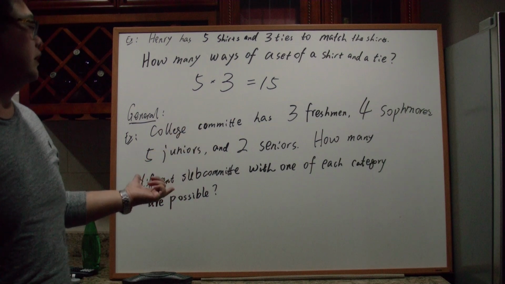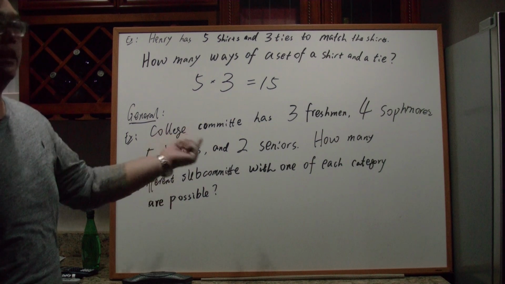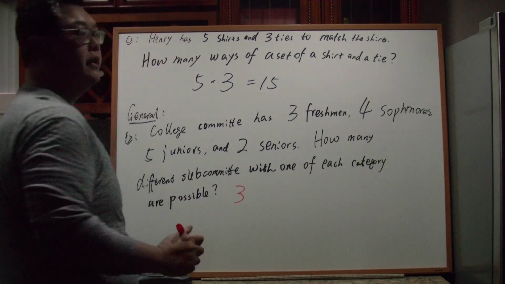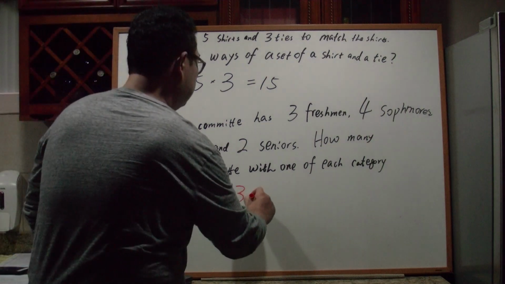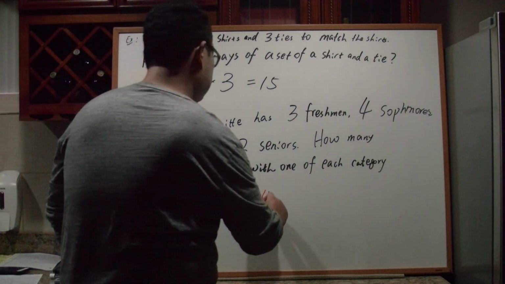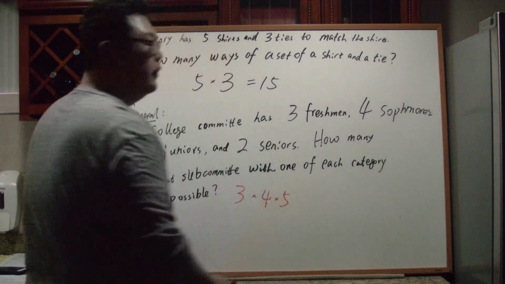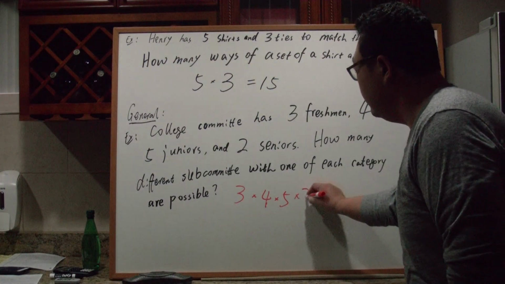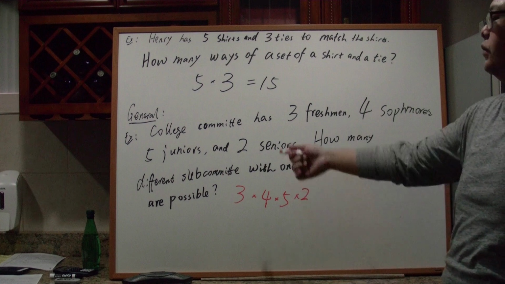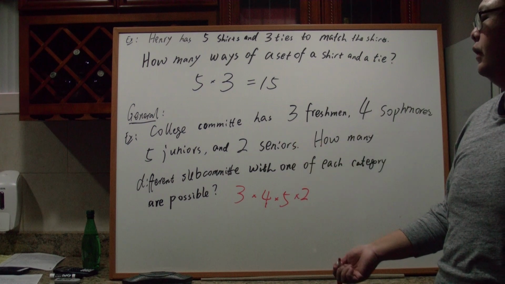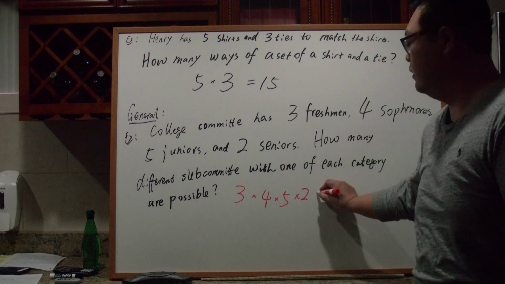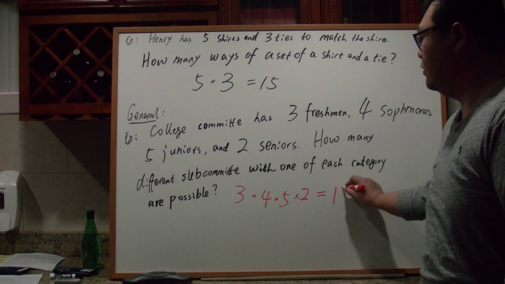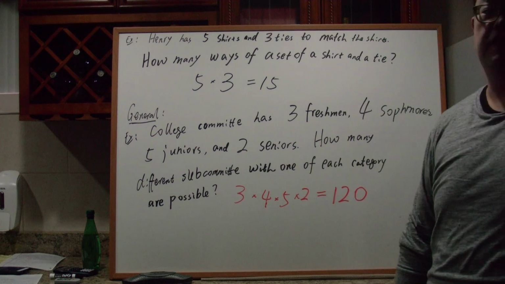Right, so when we want to choose a subcommittee, 1 from each, we have 3 ways to choose the freshman, 4 ways to choose the sophomore, 5 ways to choose the junior, and 2 different ways to select the senior to get 1 person out. Right, that in total, multiplied, is 120 different committees that can be formed.